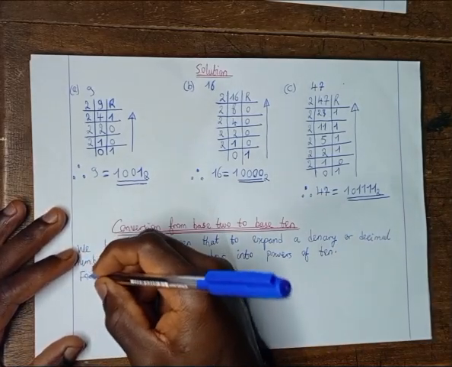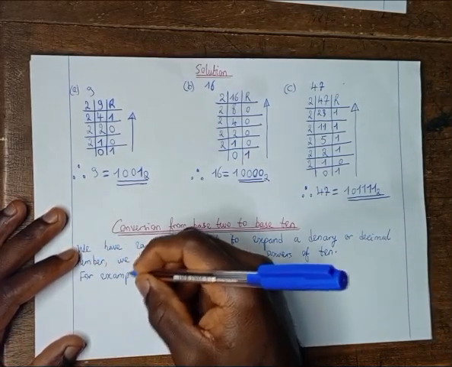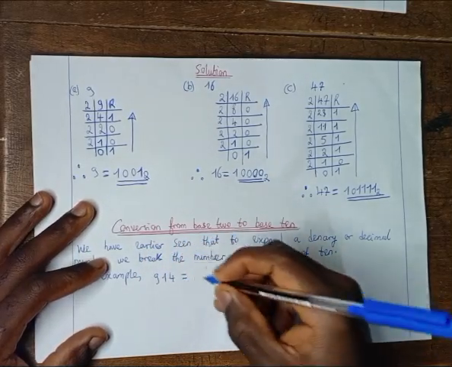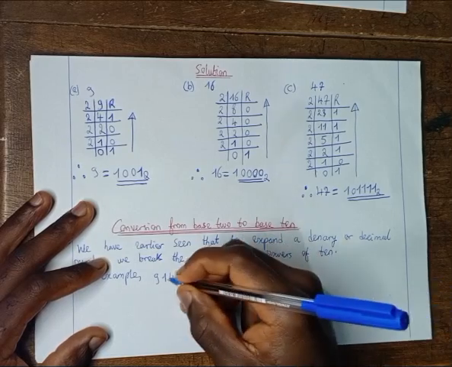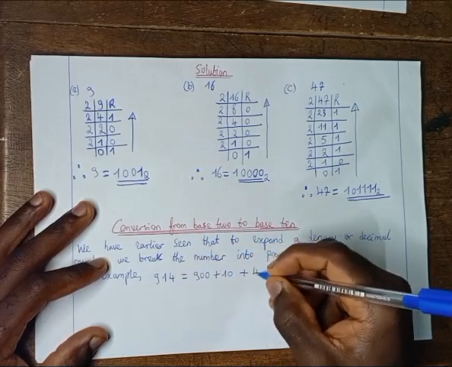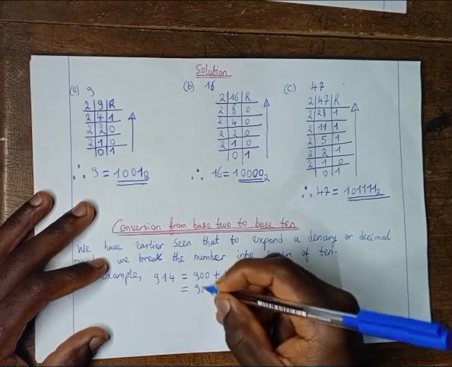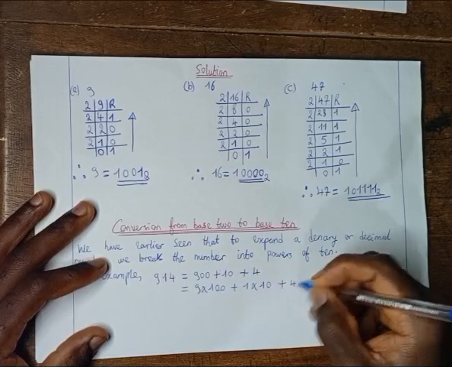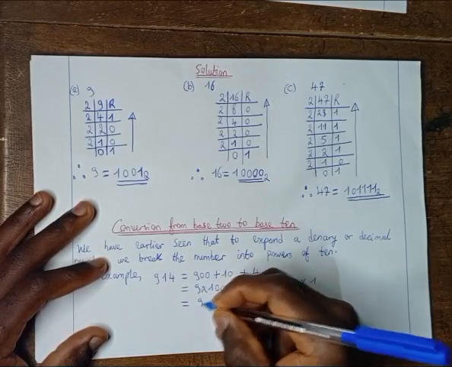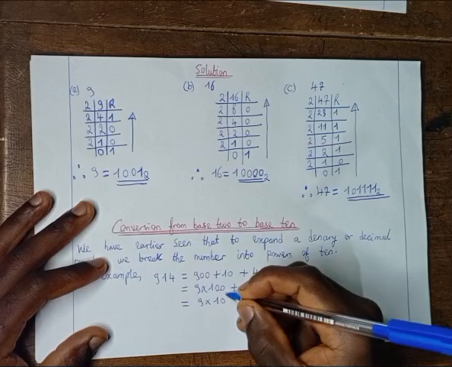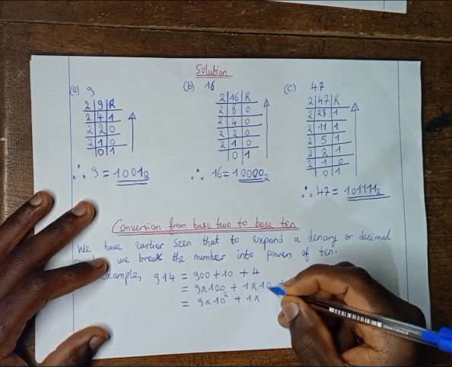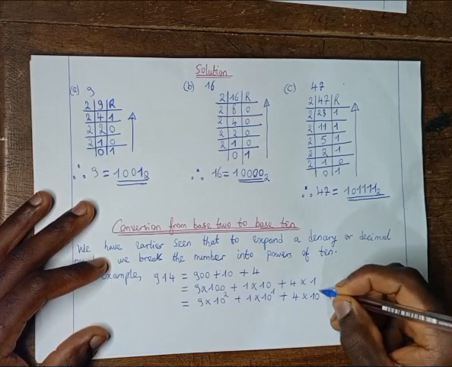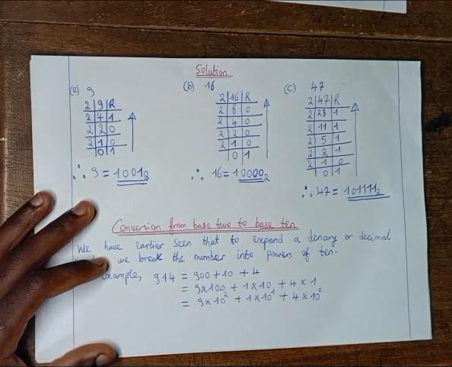For example, if we have the number 914, we know 9 has a value of 900, plus 1 has a value of 10, plus 4 units. We know this is 9 times 100 plus 1 times 10 plus 4 times 1. This will give us 9 times 10 to the power 2, plus 1 times 10 to the power 1, plus 4 times 10 to the power 0. We know 10 to the power 0 is 1.